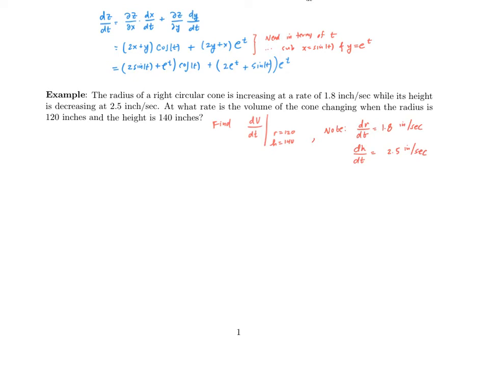But we have to be careful. Decreasing indicates a negative rate of change. So this should be minus 2.5 inches per second. And just be very careful with that minus. A common mistake is to omit it. So now that we've identified what we know and what we want to find, let's see if we can go ahead and do that.